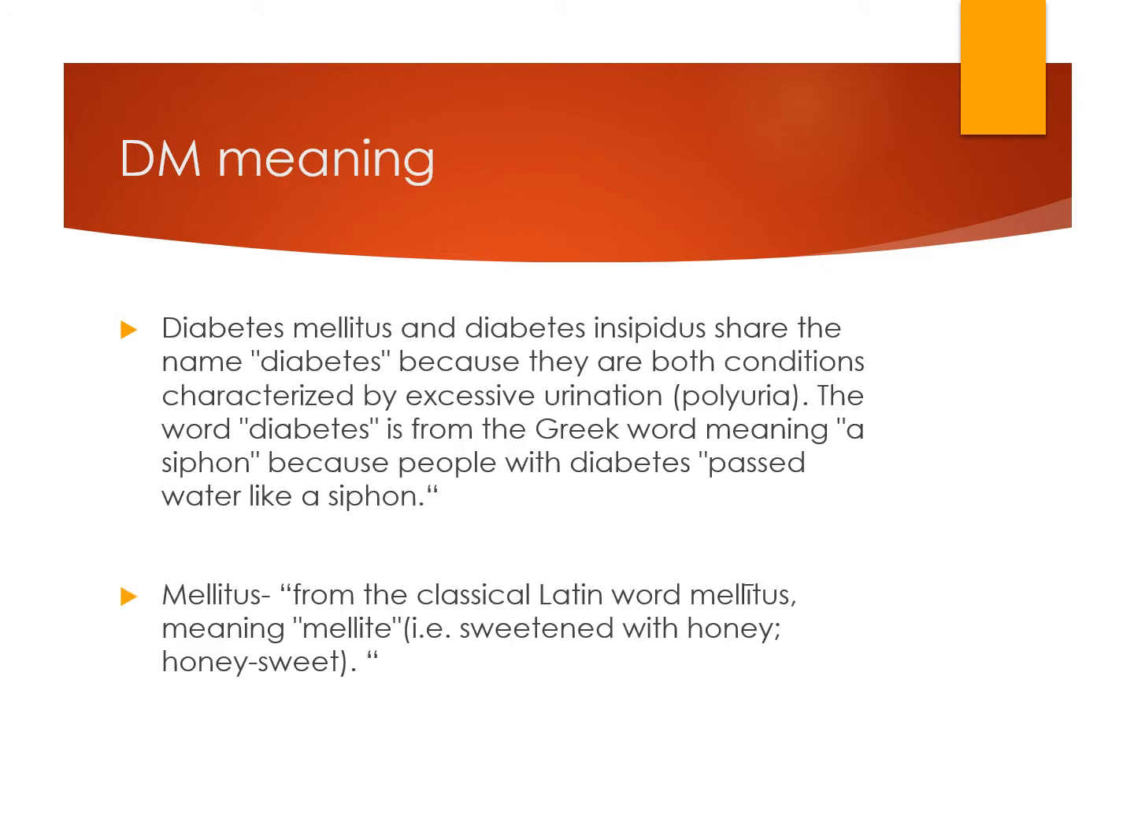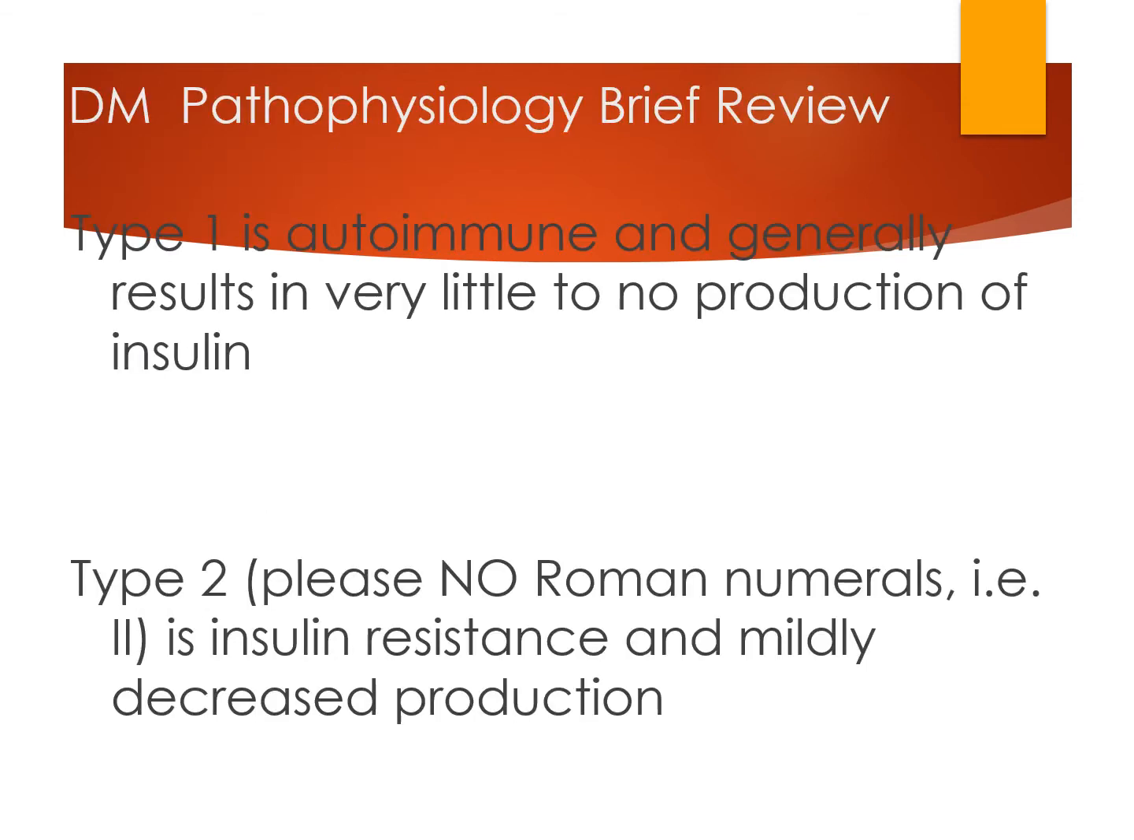Just some basics here. Why do we call it diabetes? Diabetes means too much urine. That's why the prefix for both diabetes mellitus and diabetes insipidus is the same. They both create too much urine. Mellitus means sweet, honey sweet. So basically, we're talking about sweet urine, which is what happens: people with diabetes tend to pee out sugar.